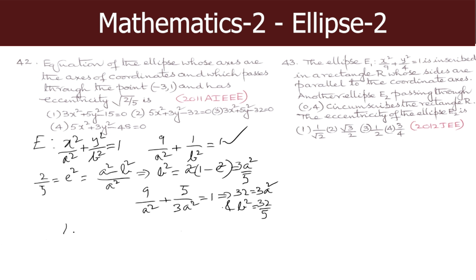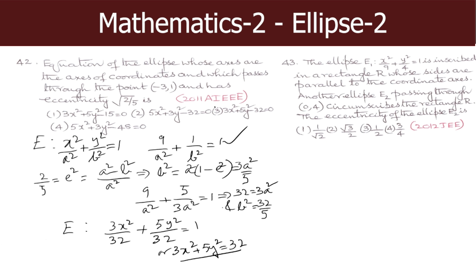So, the ellipse is x square by a square, a square is 32 by 3, so 3x square by 32, plus y square by b square, 5y square by 32, equal to 1, or 3x square plus y square is equal to 32. So, that is the equation of the ellipse, which is given as 3x square plus y square equal to 32, third option. EAPCET paper of 2011.